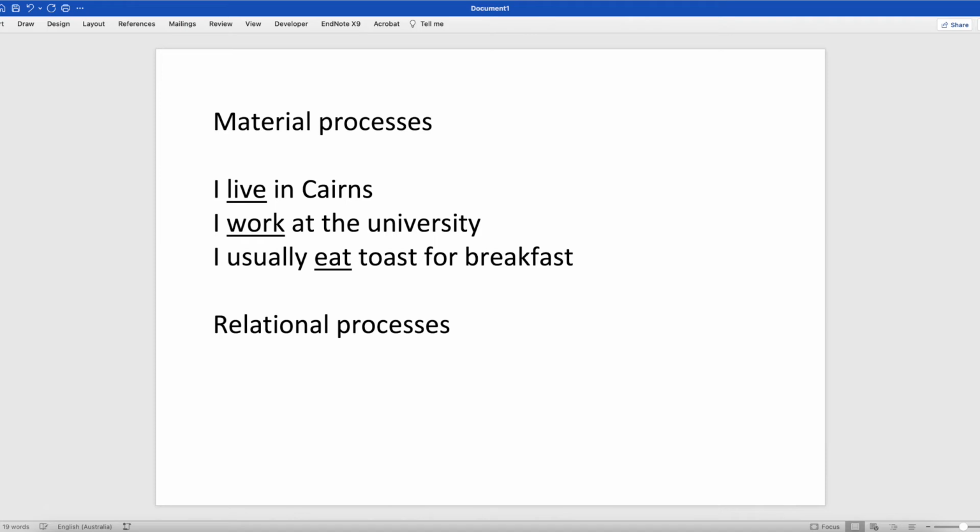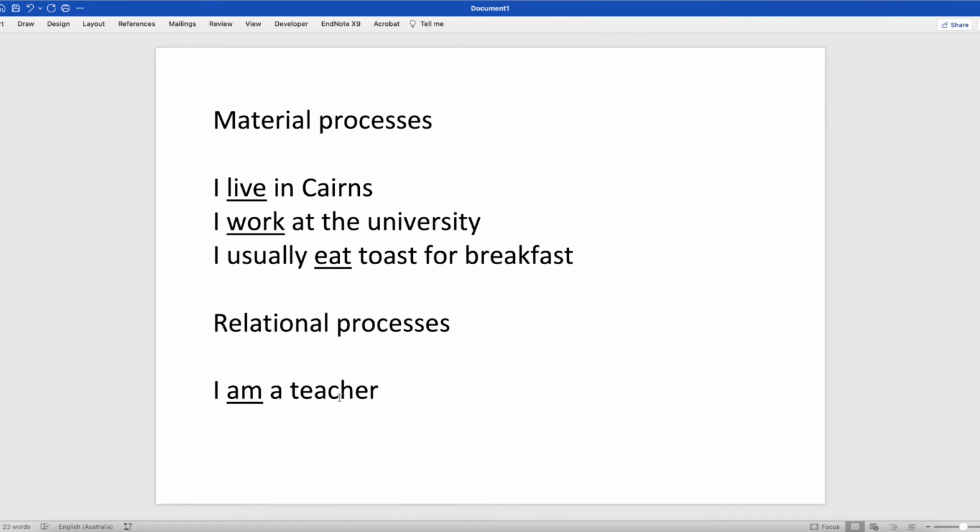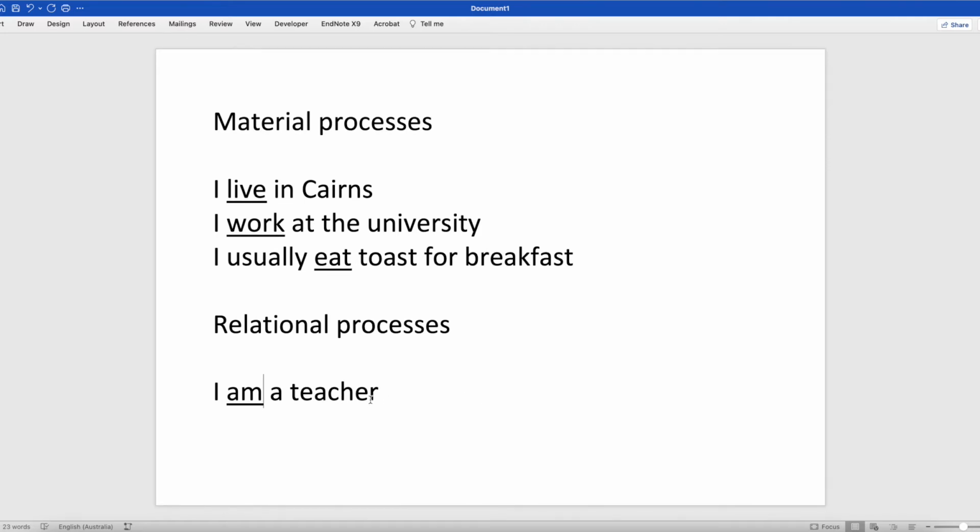So if we say, I am a teacher, for instance, we're relating the I of the sentence with a teacher. We're saying these two entities are connected, are related. I and a teacher. I am a teacher. This is an example of a relational process, and there are other types, but today I want to focus just on the most simple relational process, which is be.